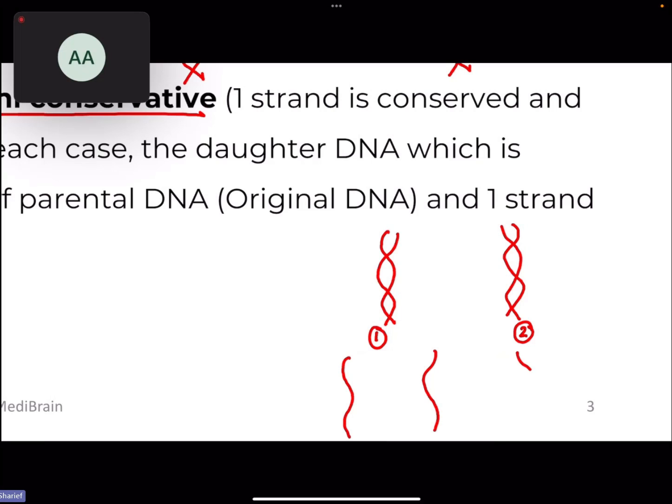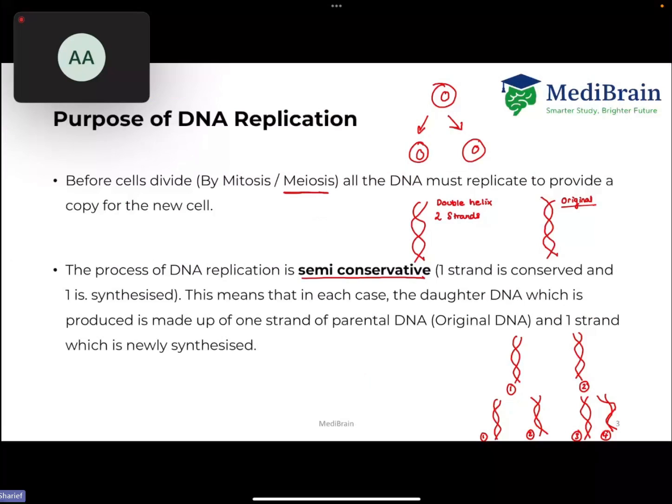Same with number two, and it will separate. And we'll call this now number one, number two, number three, and number four. And what will happen is that each of these single strands will now form the other strand, because DNA is double helix and it will form a double helix shape. Okay, the last one's gone wrong, but you get the idea.